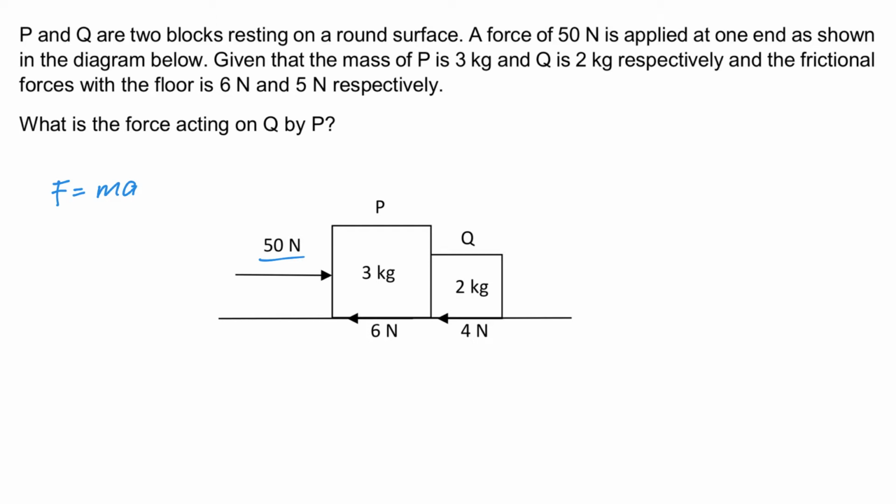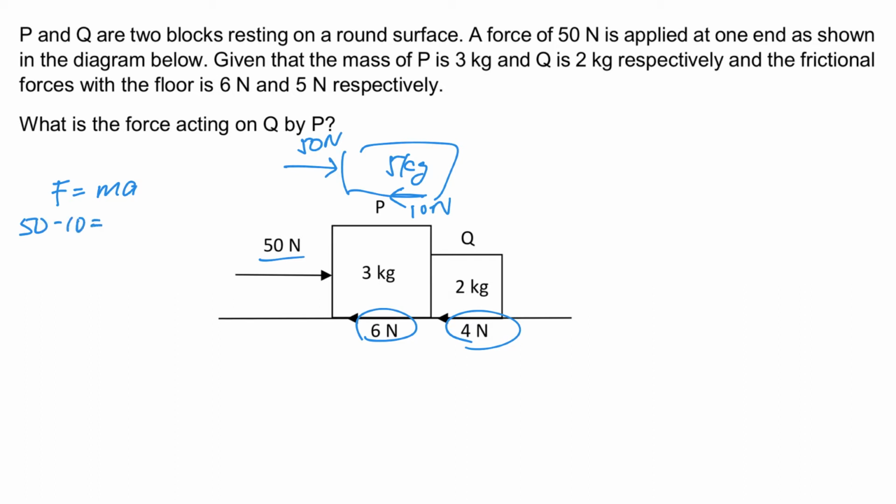If you look at it as a whole system, the total mass will be 5 kg and you're going to push it with a force of 50 Newton, and the total frictional force, the sum of these two, will be 10 Newton to the left. So the resultant force acting on the whole system will be 50 minus away the frictional force 10 equals the total mass, which is 5 kg, times the acceleration. From here we can find the acceleration of the whole system, or rather of the individual blocks, which is 8 meter per second square.